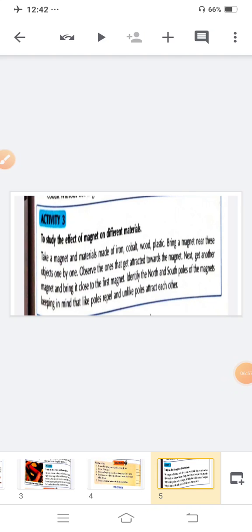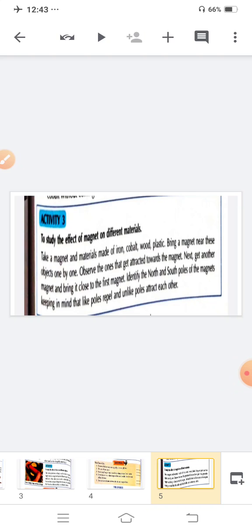Take a magnet and materials made of iron, cobalt, wood, plastic. Bring a magnet near these objects one by one. Observe the ones that get attracted towards the magnet. Next, get another object.